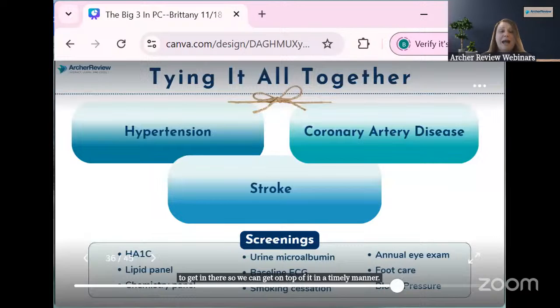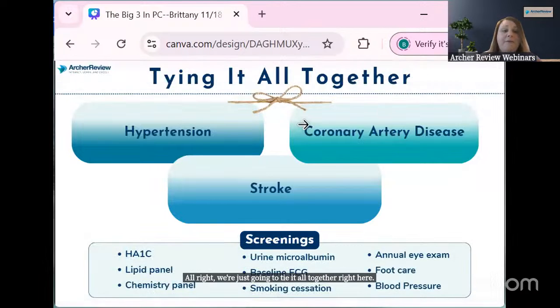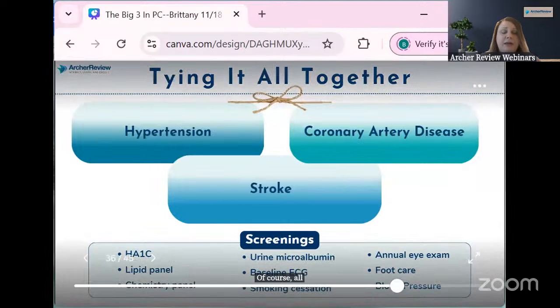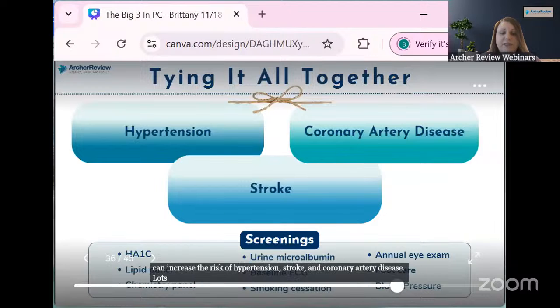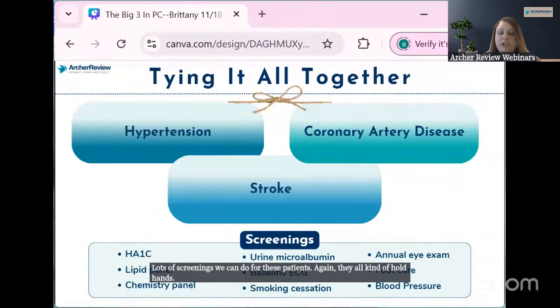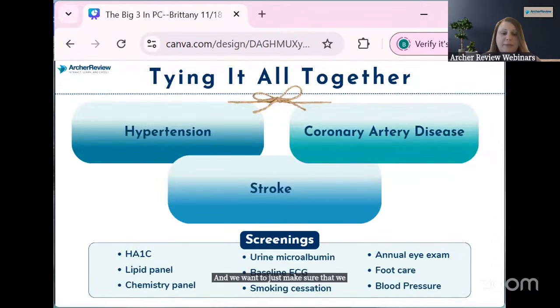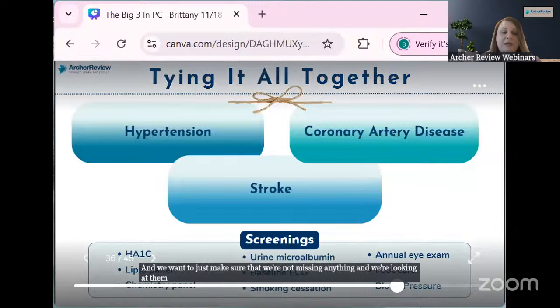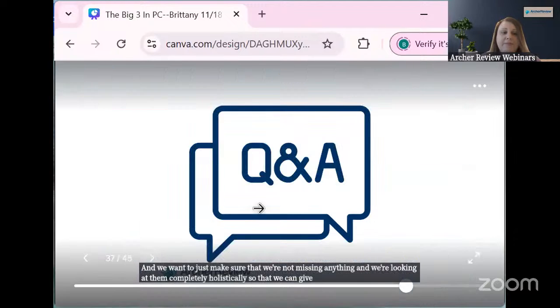All right, we're just going to tie it all together right here. Of course, all of these things with diabetes can increase the risk of hypertension, stroke, and coronary artery disease. Lots of screenings we can do for these patients. Again, they all kind of hold hands, and we want to make sure that we're not missing anything and we're looking at them completely holistically so that we can give them the best care that we possibly can.